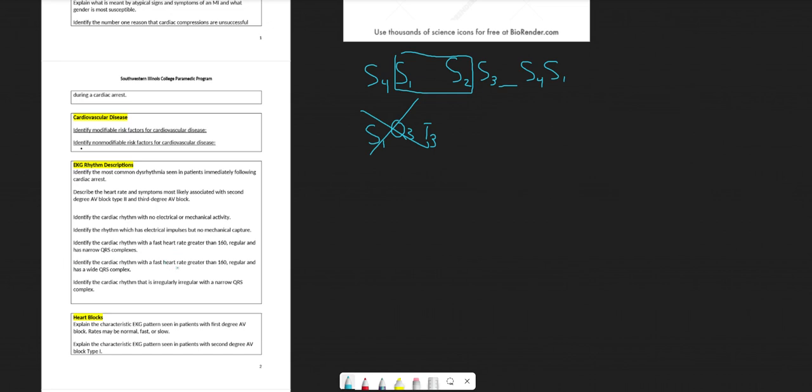Identify the cardiac rhythm with a fast heart rate greater than 160, regular, and has a wide QRS complex. This is going to be a monomorphic VTAC. Identify the cardiac rhythm that is irregularly irregular with a narrow QRS complex. This could be AFib.